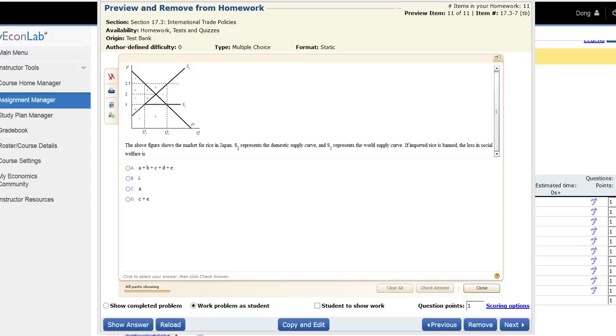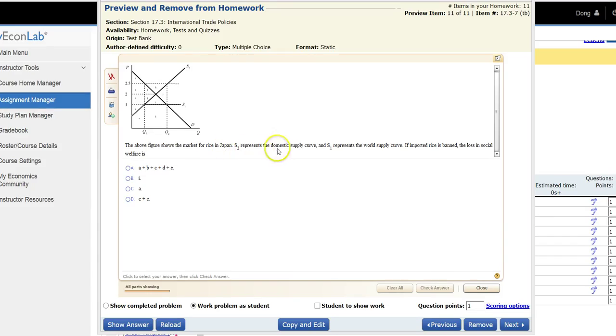This is question number 11 of homework 13 for chapter 17. So here we are given a figure which shows the market for rice in Japan and the rest of the world. So the above figure shows the market for rice in Japan.